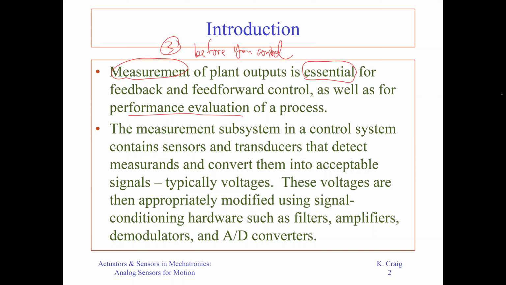Measurement is considered a subsystem. It's not just a component, it's a subsystem within the control system. Then you have a whole loop of actions, like modifying the signal, and you have conditioning hardware like filters, amplifiers, demodulators, and even in the end, AD converters, analog to digital.